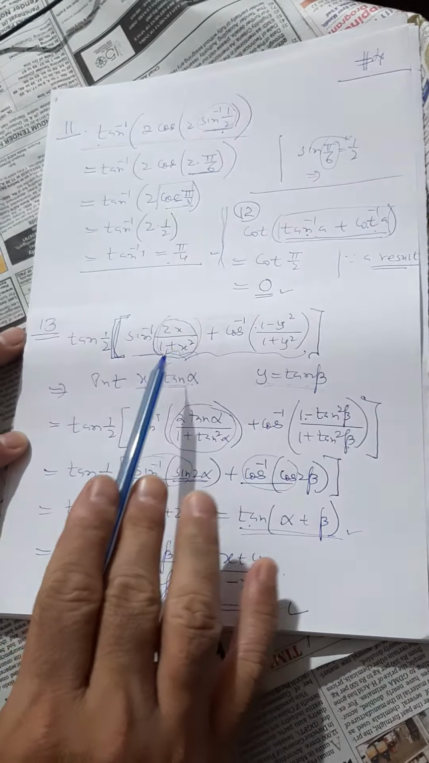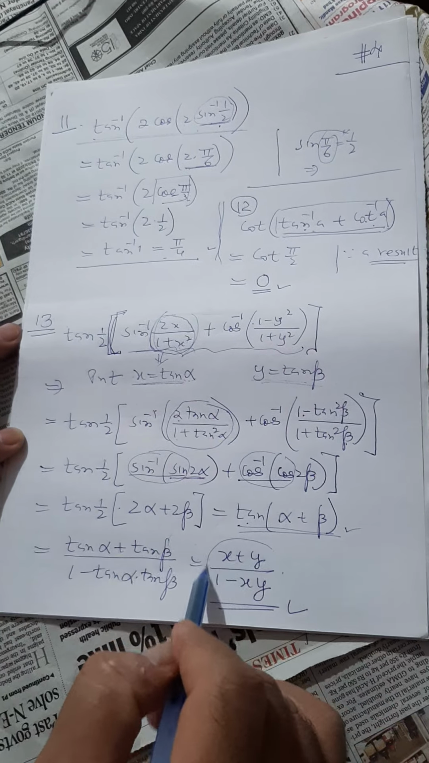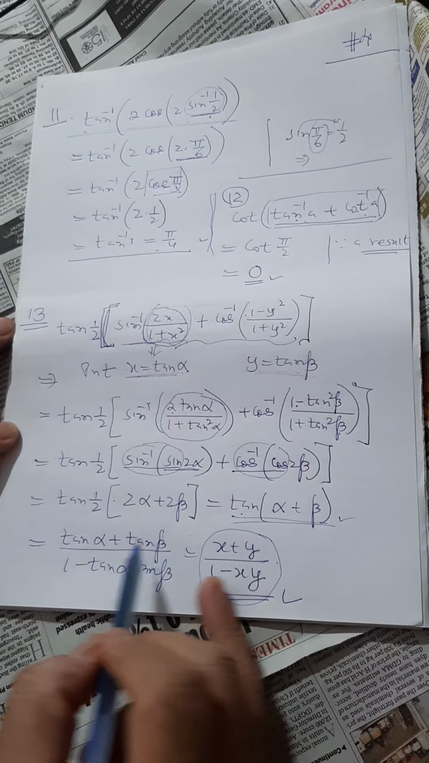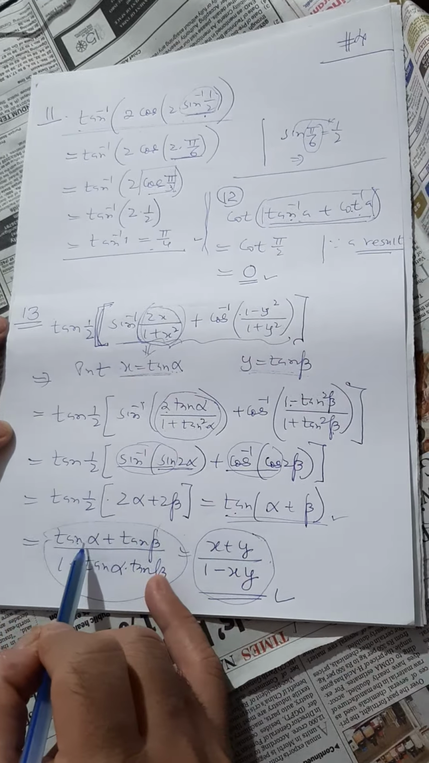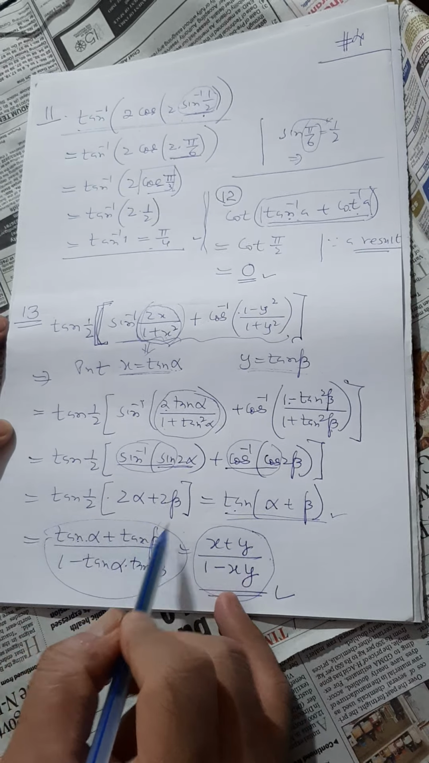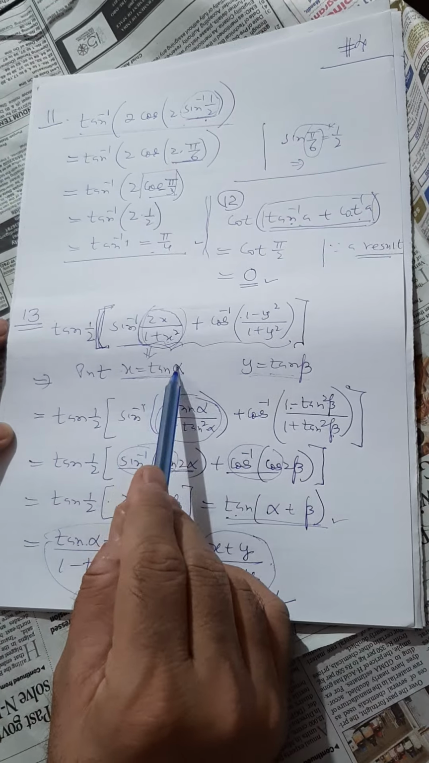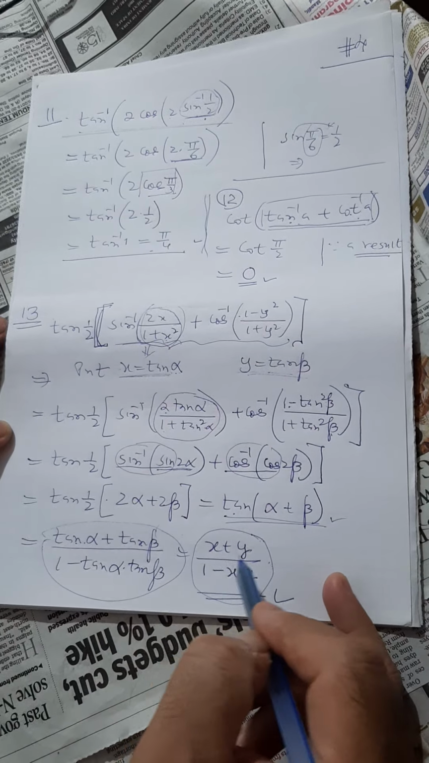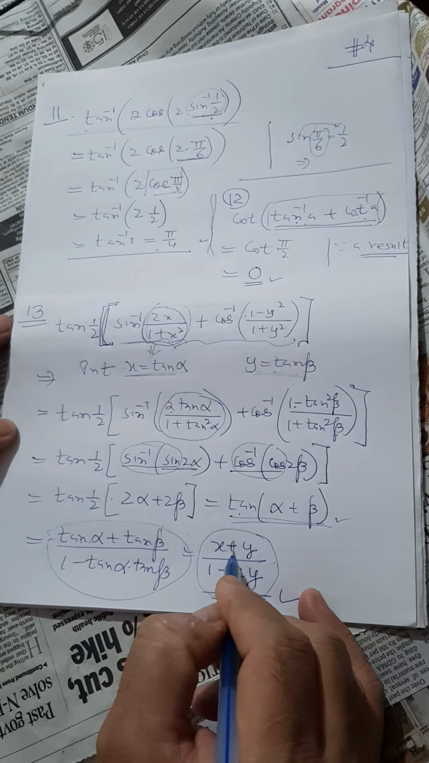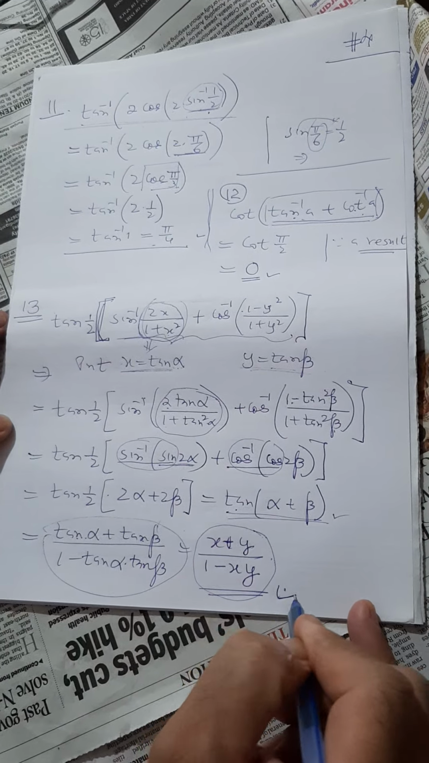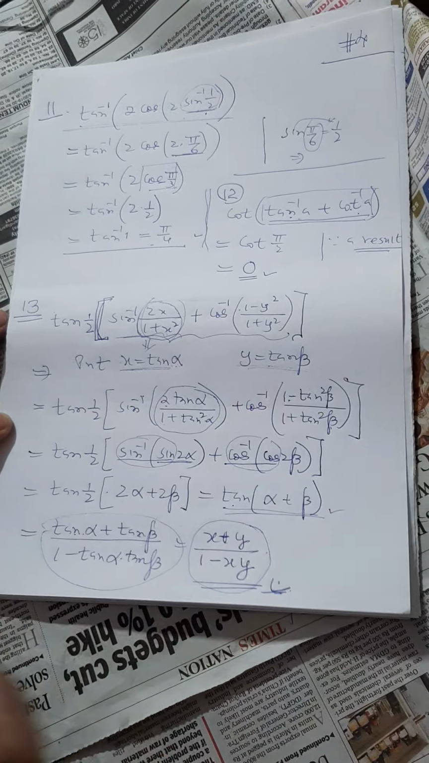Your question is in the form of x and y, so it has to be reduced in x and y, remember. So you cannot keep it in this form. So placing the values of tan alpha and tan beta from here, x, y. So (1 plus xy) upon (1 minus xy). This is your final reduced value.